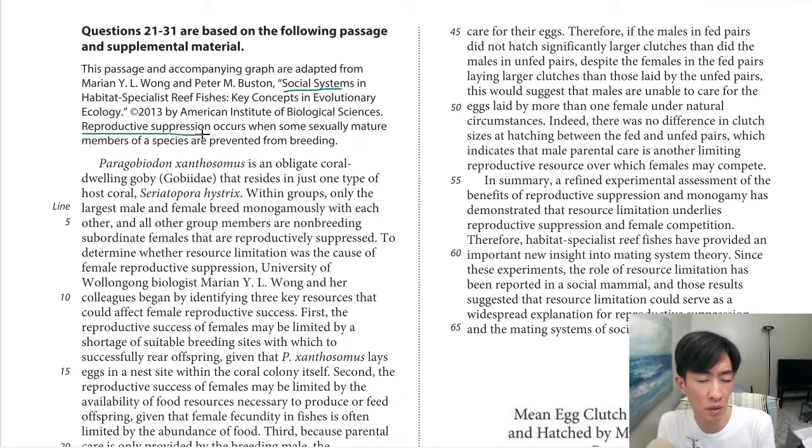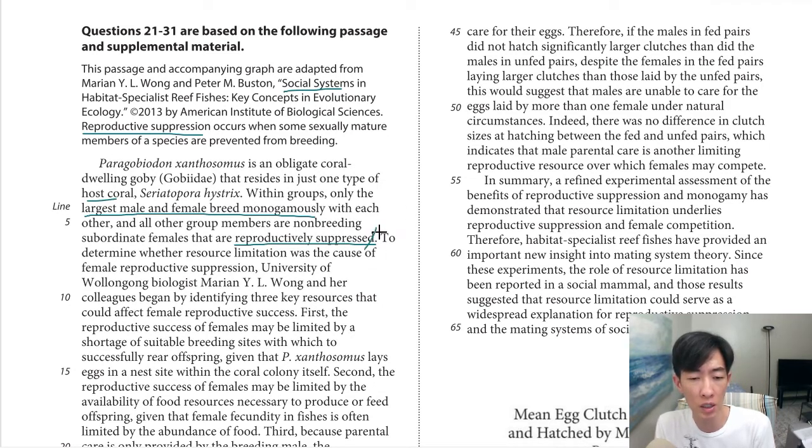Reproductive suppression, so they're defining this, occurs when some sexually mature members of a species are prevented from breeding. The first 5 lines really just give the background. They introduce this species, Paragobian whatever, is an obligate coral-dwelling goby that resides in one tiny host coral. So we've got a fish living in a coral. Within groups, only the largest male and female breed monogamously with each other, and all other group members are non-breeding subordinate females that are reproductively suppressed. So again, they've defined that already.